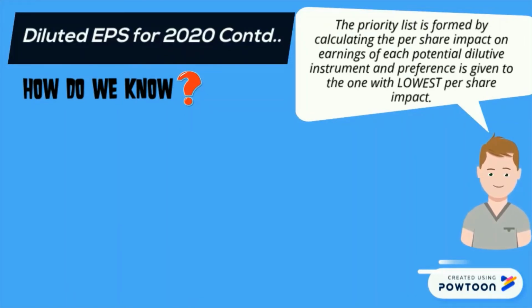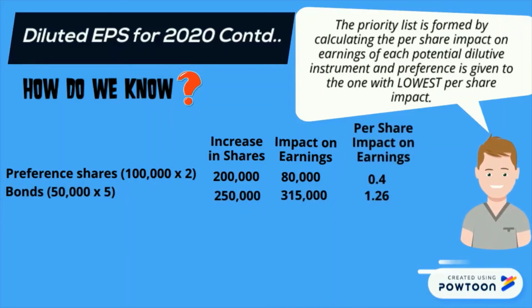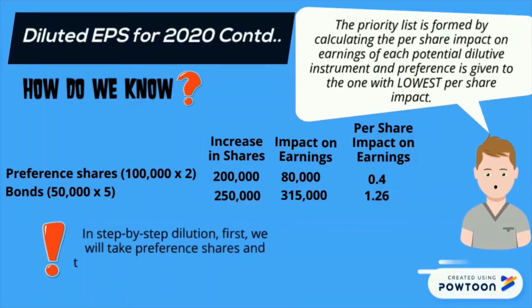You can calculate this by listing the increase in shares and the impact on earnings, as a result of converting the potential ordinary share instrument. This is done for each instrument. Divide the impact on earnings by the increases in shares. You will arrive at a per-share increase in earnings for each dilutive instrument. The lowest takes precedence. Which means, in step-by-step dilution, first, we will take preference shares and they will be followed by convertible bonds.